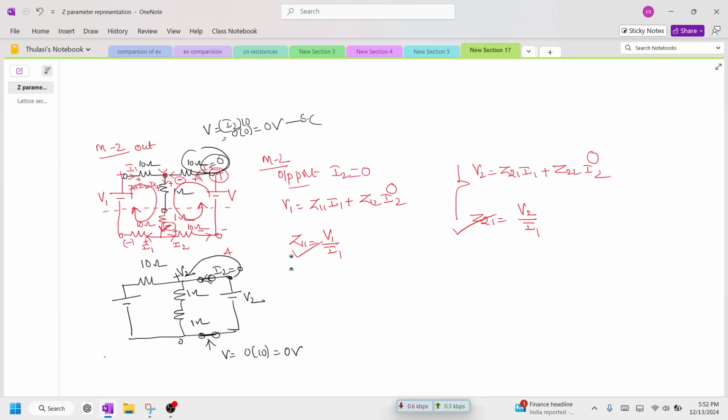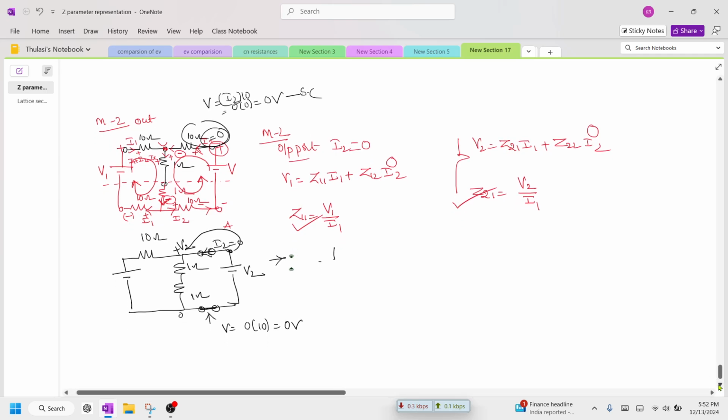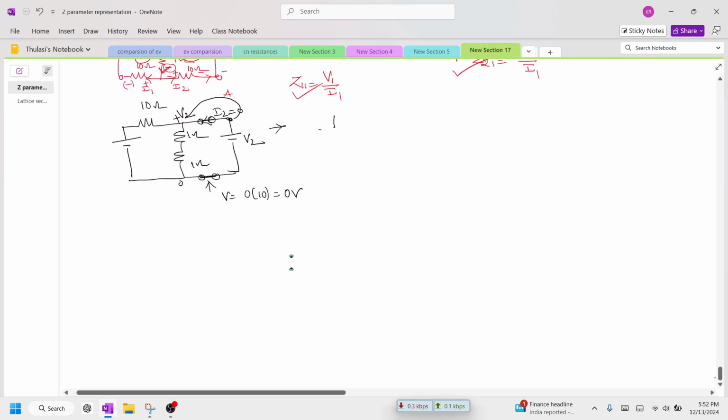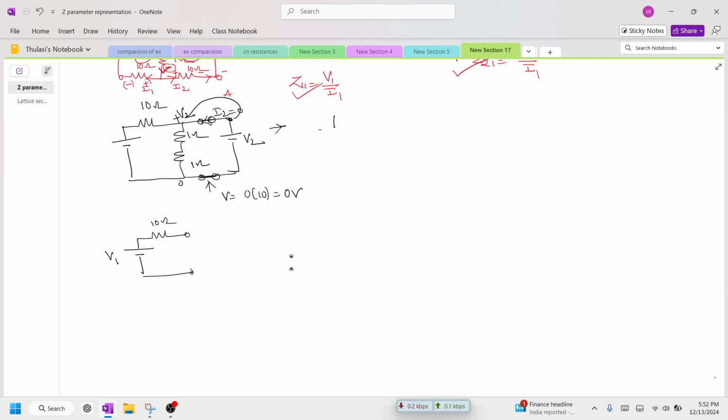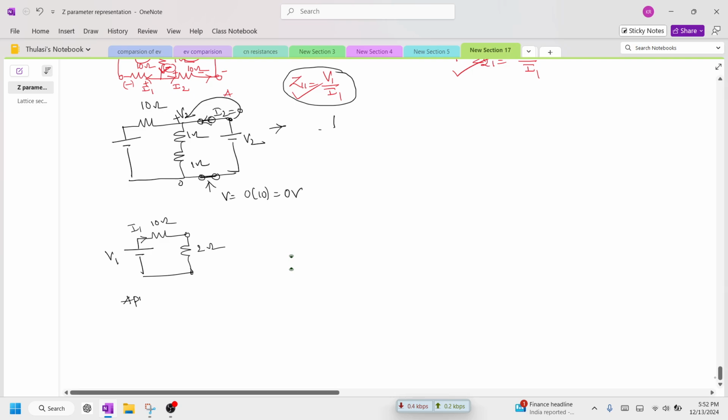So from here how we are going to solve it is, now here you are going to have V1 with a branch of 10 ohm, and 1 plus 1 is 2 ohm, and this is nothing but I1. So already we had seen that we require V1 by I1. So what we're going to do is I'm going to apply nodal analysis at this point.